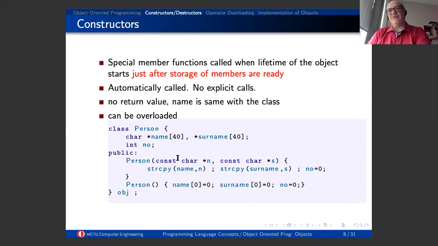In Java, destructors do not exist because it's a garbage-collecting language. We don't care if things are allocated or not. In Python as well. But in C++, heap variables are among the responsibilities of the programmer. So constructors are member functions, but they are not like the other member functions. They are automatically called when the storage of the member is ready. That means you allocate the variable area, 100 bytes needed, for example, for attributes. Then the constructor is called in order to initialize them to their initial values.